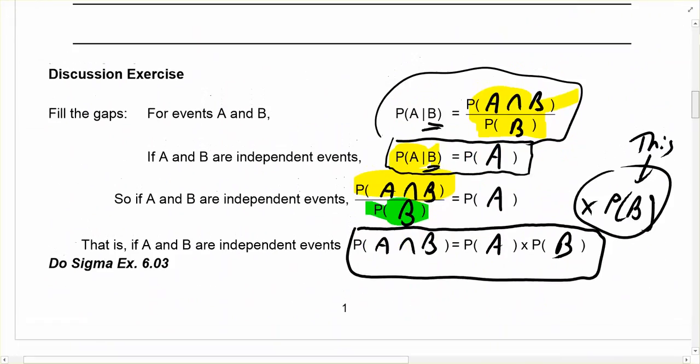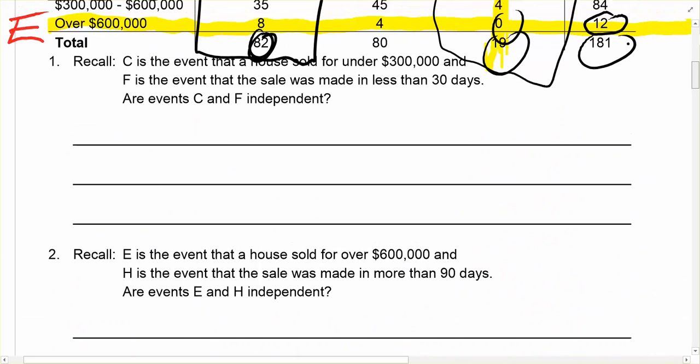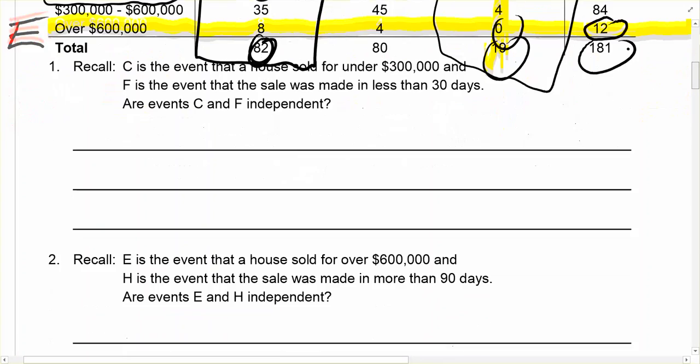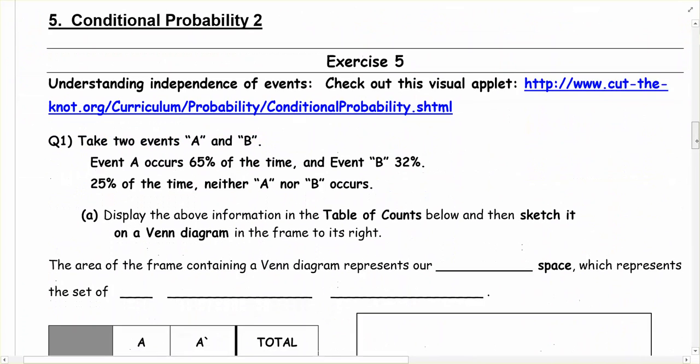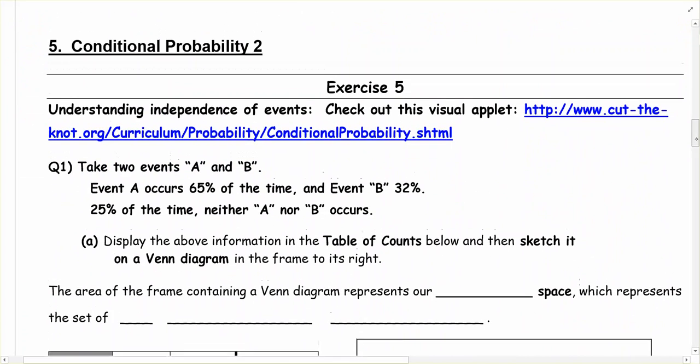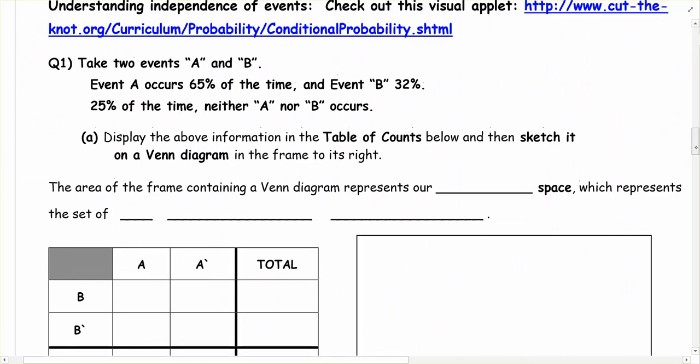Alright, test that formula out on question 1 or 2 and see if it gives you the same conclusion, which is that they're not independent. The next page, question 1, I'm just going to get us started on that, and it's just about linking what we've been learning back to Venn diagrams and tables.